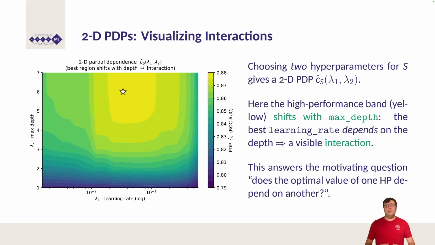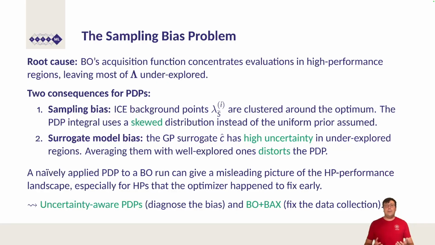Selecting two hyperparameters yields a two-dimensional PDP, a marginal response surface, over here learning rate and max depth. The key feature is that the high-performance ridge in yellow shifts with max depth. The optimal learning rate is depth dependent. That is an interaction rendered explicitly as a surface, something a scalar interaction index can flag but not characterize, and it answers the earlier question of whether one hyperparameter's optimum depends on another. Now we take the bias seriously.